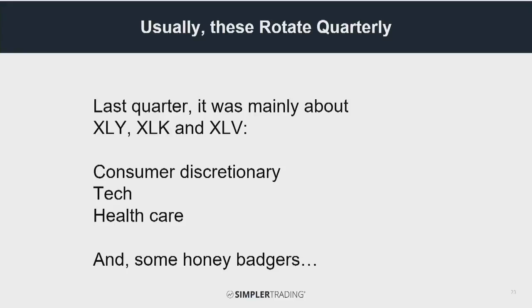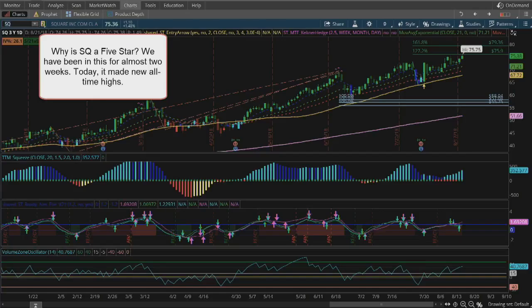So they don't have the trending factor that I'm looking for. Healthcare has remained strong, like we talked about. I also will look at honey badgers. What is a honey badger? A honey badger is a stock like Square. Okay, does anybody know what Square is? That little app that you can plug into your iPhone.